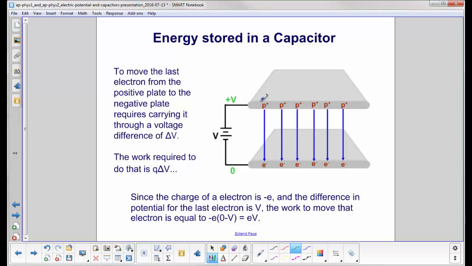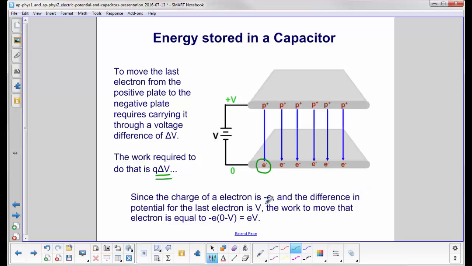To move that last electron, and we'll call this one the last electron because as they came down here they pushed the other electrons out all over the plate. That requires carrying it through a voltage difference of delta V. The capacitor is fully charged, so you have plus V, 0 V, so the delta V is just delta V. The work required to do that is Q delta V. We've used that a few times earlier.